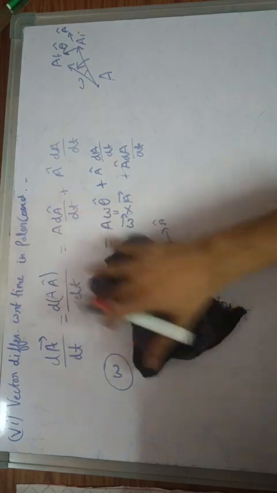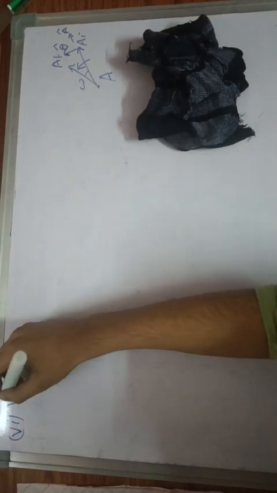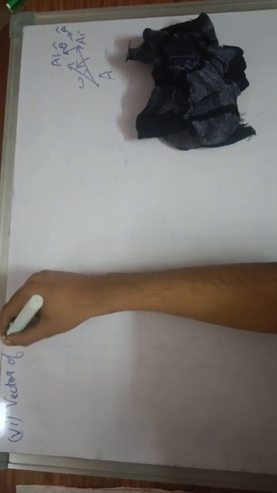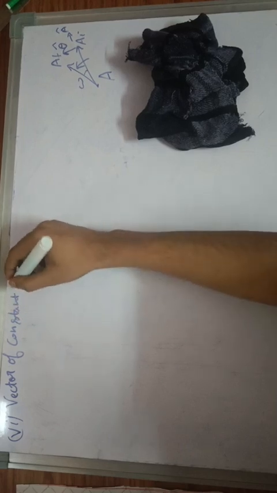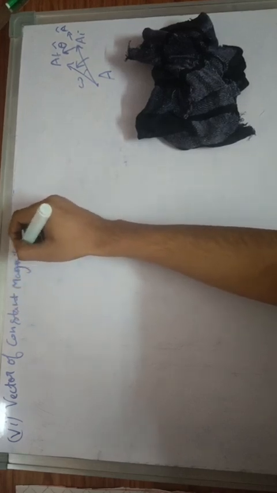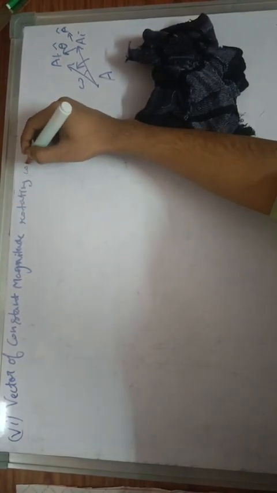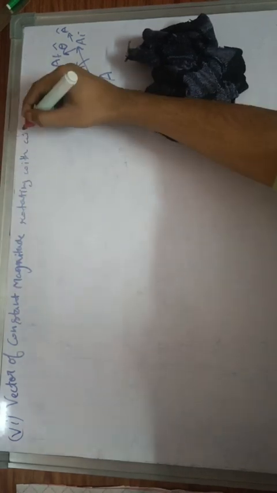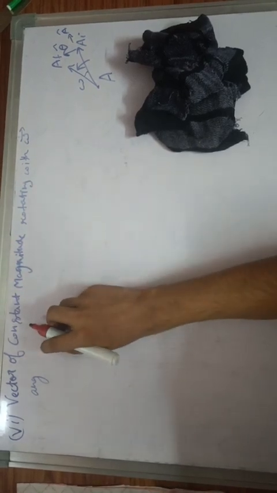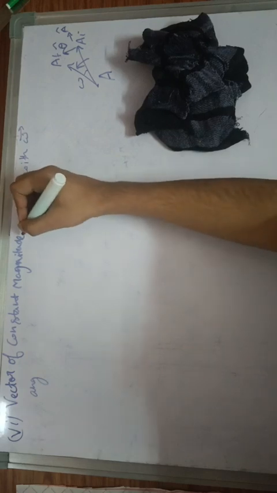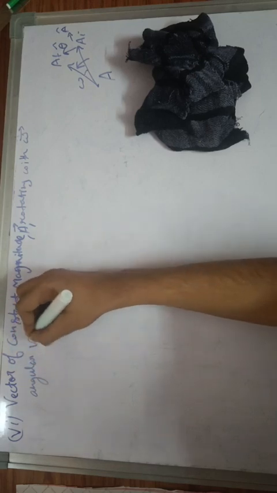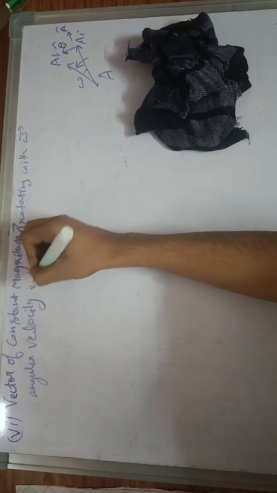Now I will take a special case of this: a vector of constant magnitude rotating with omega angular velocity in space.